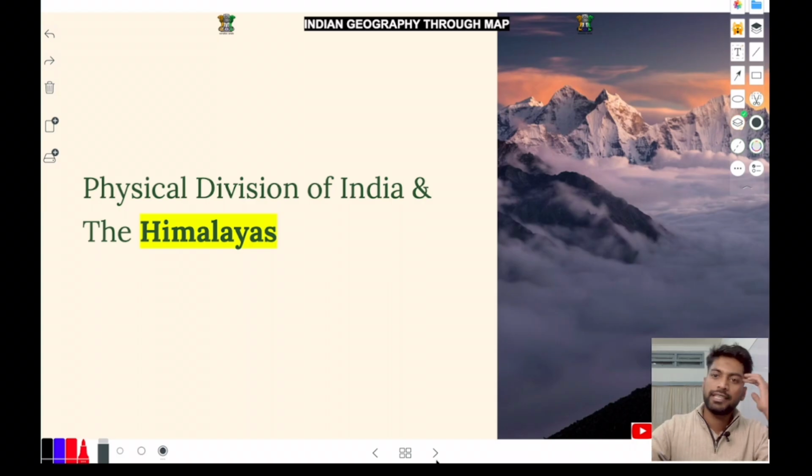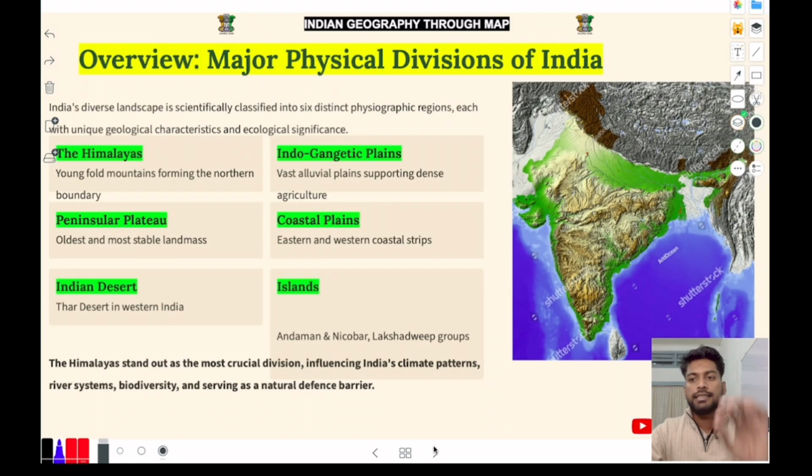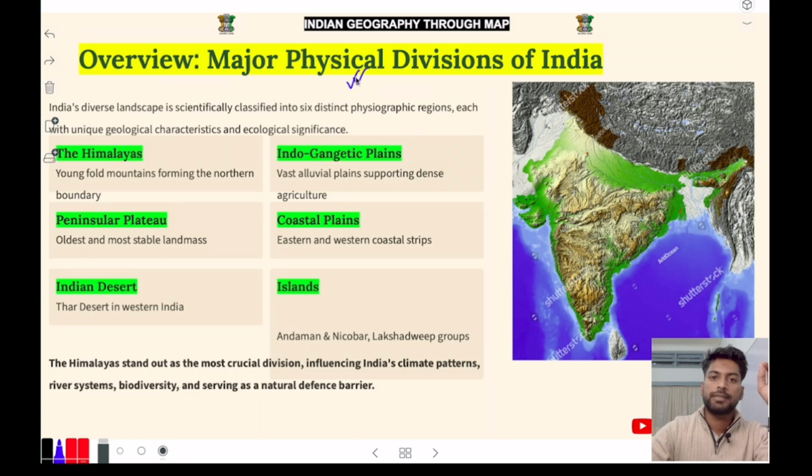Physical division of Himalaya, we have Himalaya, a small part, and it's too beautiful. Himalaya is too beautiful. Okay, so this is your Himalaya. Chalo, next slide. See this. These are our major physical divisions of India.